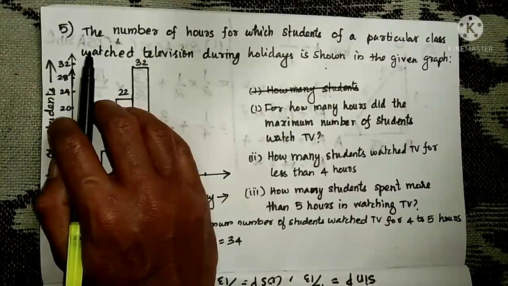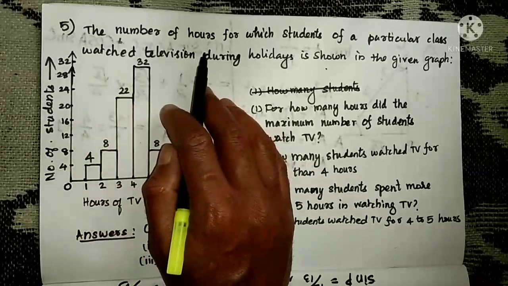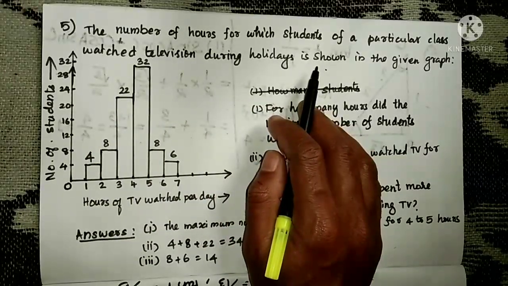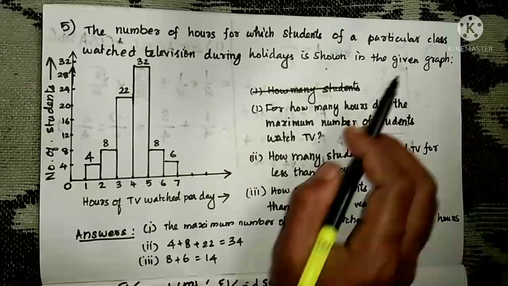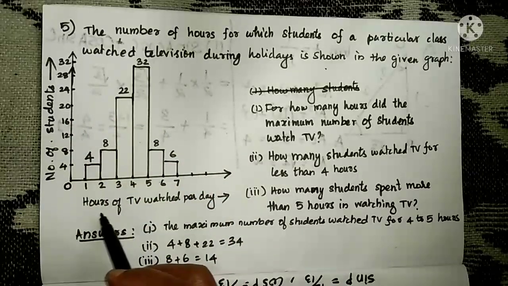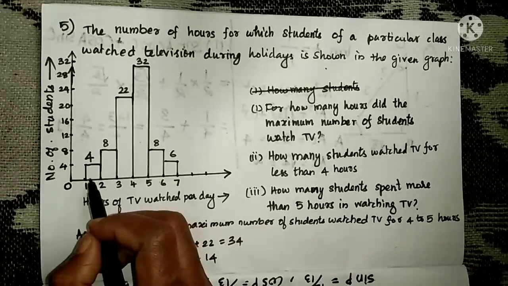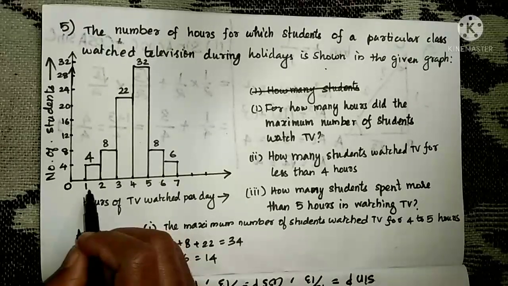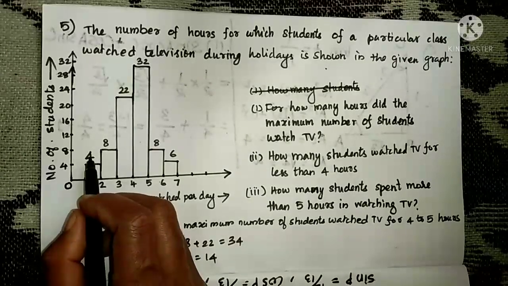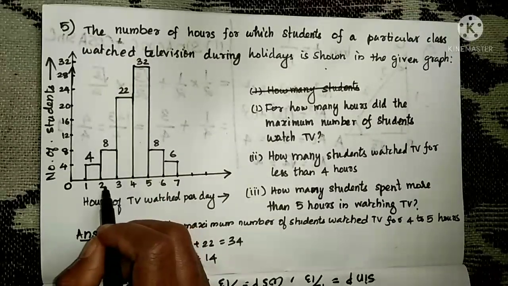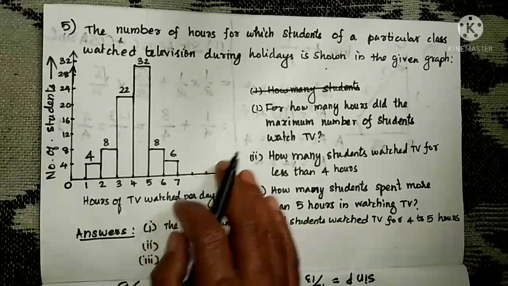Fifth question of exercise 5.1. The number of hours for which students of a particular class watched television during holidays is shown in the graph. Here in this graph, we have the number of students and the hours of TV watched per day. This is a histogram. Between 1 hour to 2 hours, 4 students watched. 2 to 3 hours, 8 students watched TV. Like that it is given. So we have to answer the questions from the graph.